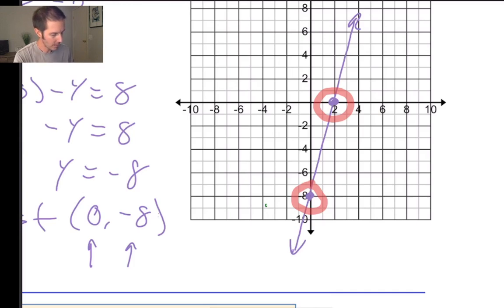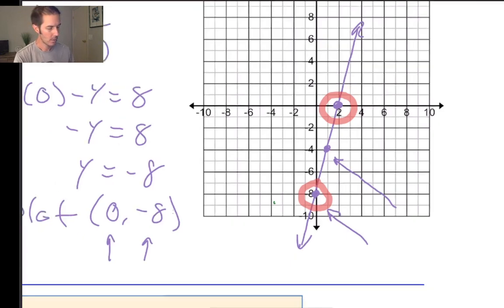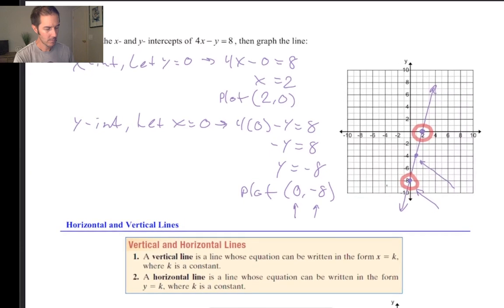Could you conceivably click on this point at 0, negative 8 and this point at 1, negative 4 and get the same line? Absolutely. Whatever software you're using online, however, is probably going to tell you that you got the wrong answer because you didn't get the correct line by clicking on the correct 2 points. It's trying to ascertain whether or not you know how to find and then click on the x and y intercepts.